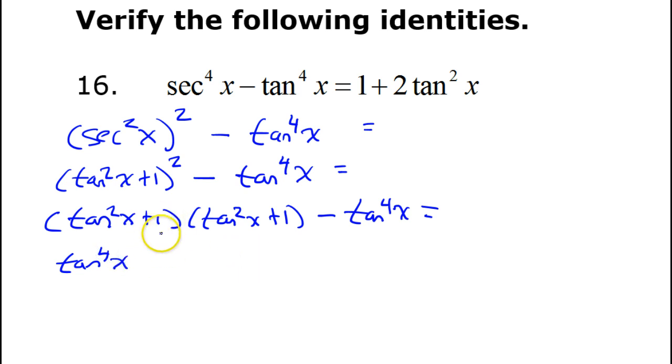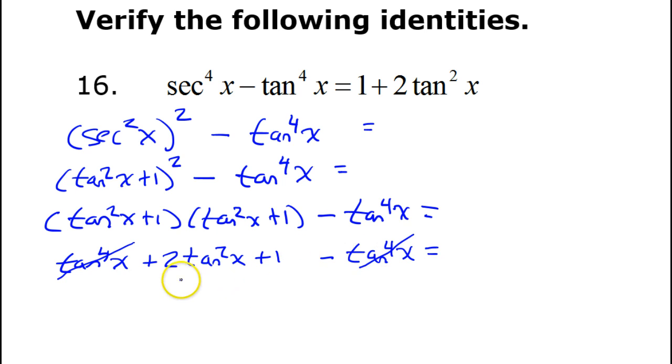And then for my next two terms, you know how I always say inner plus outer equals middle. Inner I have 1 tangent squared, outer I have 1 tangent squared. Together that is 2 tangent squared x. And then 1 times 1 is 1. And then I have minus tangent to the fourth power x. Mercifully, tangent to the fourth power and negative tangent to the fourth power wind up canceling each other out. So we are moving in the right direction.